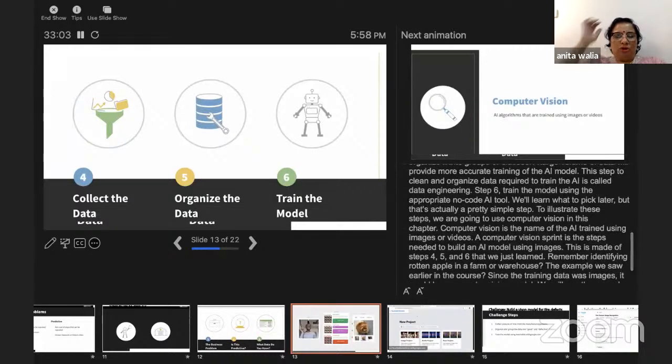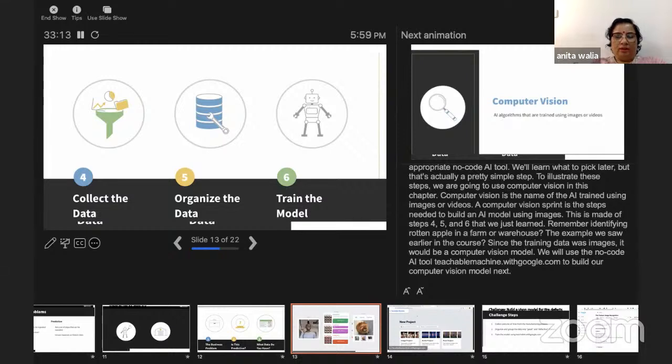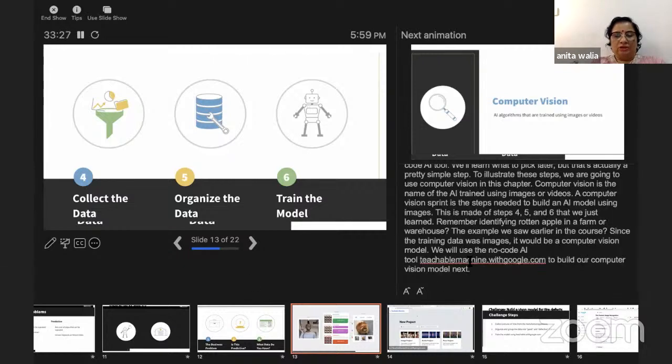Training the AI model is also called data engineering. So training the model using the no-code AI tool, I'm going to illustrate that. I'm going to take computer vision, which is the AI trained model for images and videos. So I'm going to use the computer vision steps and show you an example. The AI tool which I'm going to use now is called Teachable Machine with google.com. So let me take you through that first.